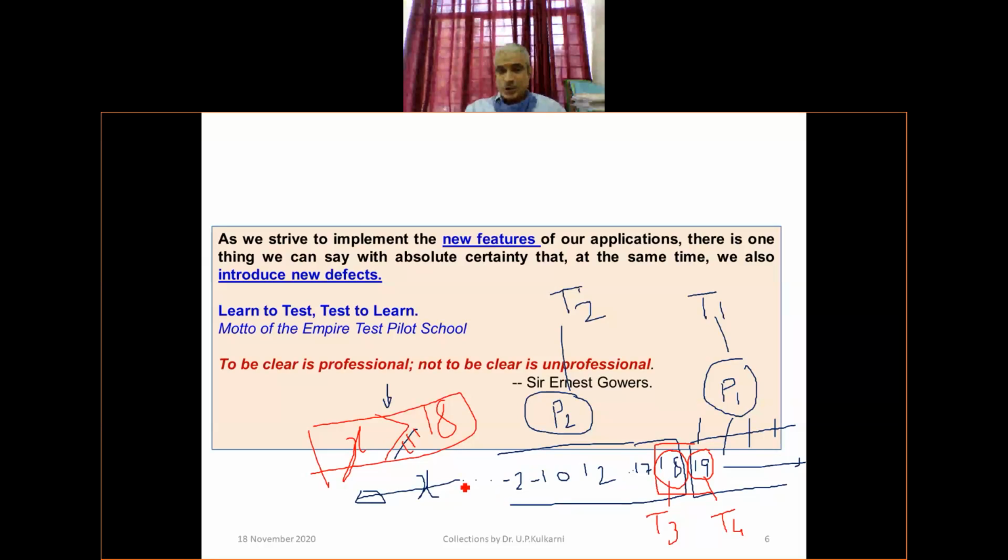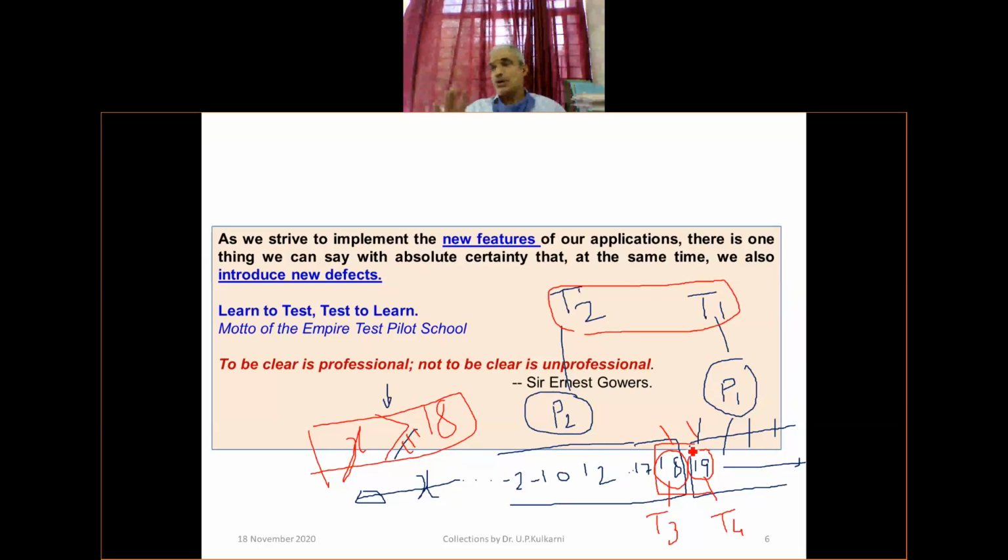So I put the boundary values 18 and 19. When I give 18, it is the same as T2. When I give 19, it is the same as T1. I'll ensure this. So there are a minimum of 2 test cases, and you can add a little more to ensure the concept of the strategy of boundary value analysis. Take the value adjacent to every boundary and ensure that operators have been put properly. Is that clear?